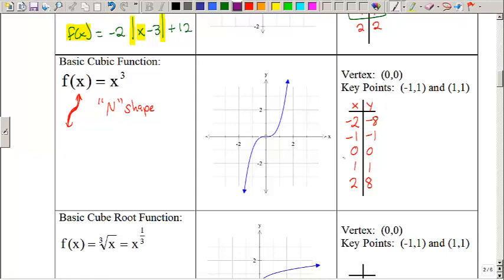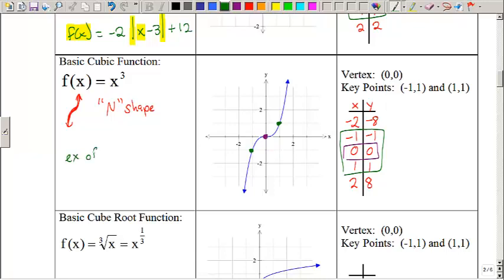The values that you need to memorize are the vertex at 0, 0. Again, they all have been at 0, 0 so far. Our key points that you need to know are -1, -1, and +1, +1. And then you also need to know that it's a nice curvy n shape here, so that when we are graphing a cubic function, you can use these 3 points, the vertex and the 2 key points, to graph this shape accurately.